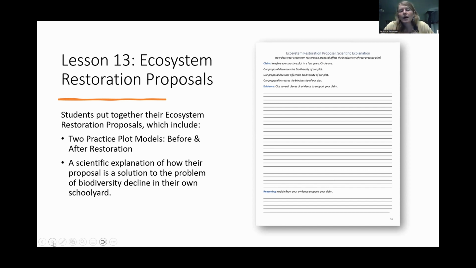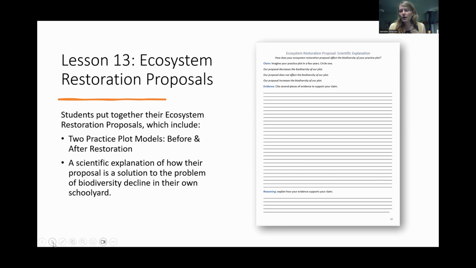So this is what I recommend is that you have each student write their own scientific explanation. I would encourage you to have the students in a group collaborate and work on it together, but each student should actually write their own in their notebook.